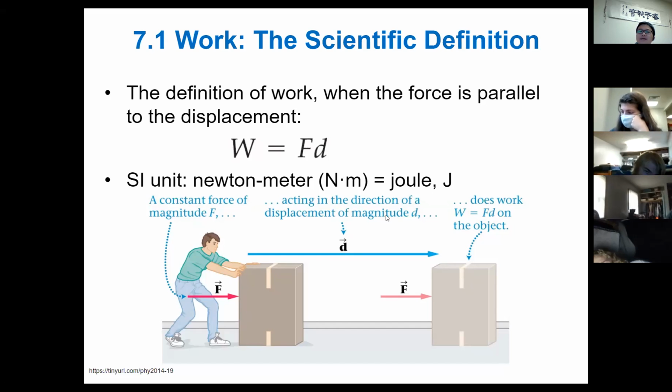The SI unit for work is newtons times meters, coming from the two quantities, the force and the distance. And it has its own unit as well, called the joule. So 1 joule is equivalent to 1 Newton times meter. Okay, so that's the scientific definition for work.